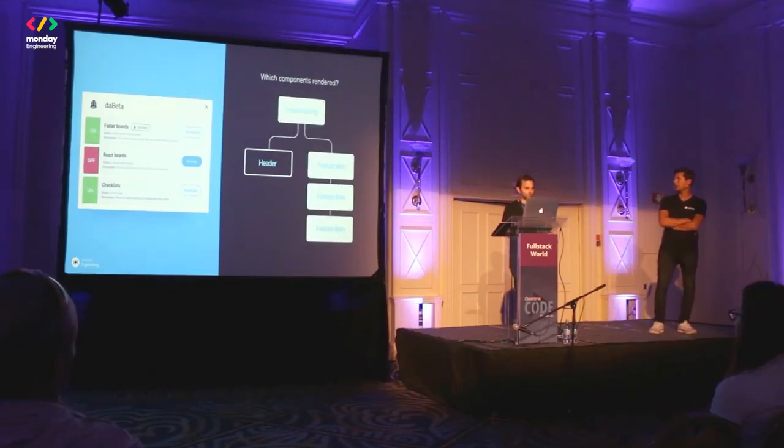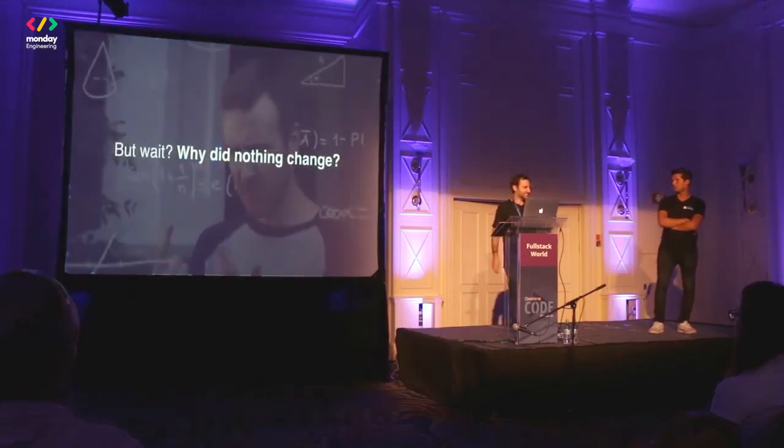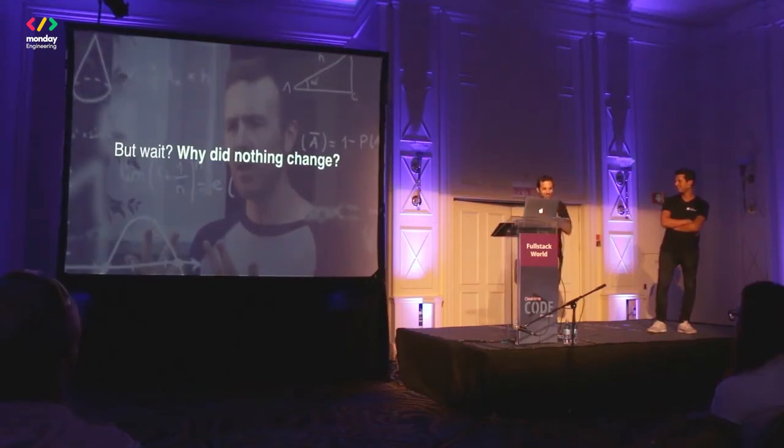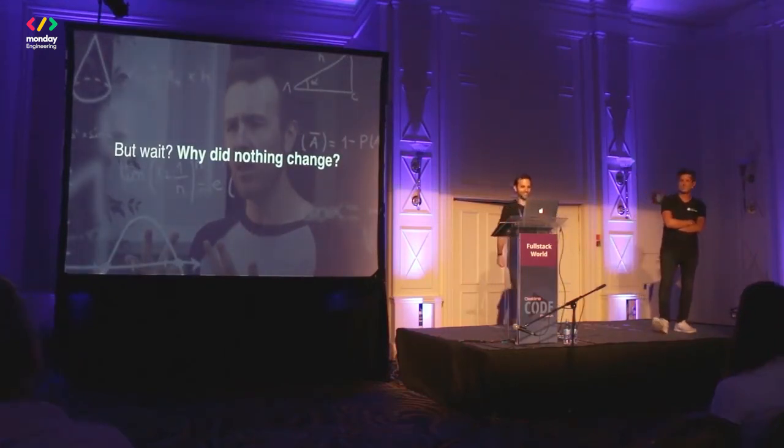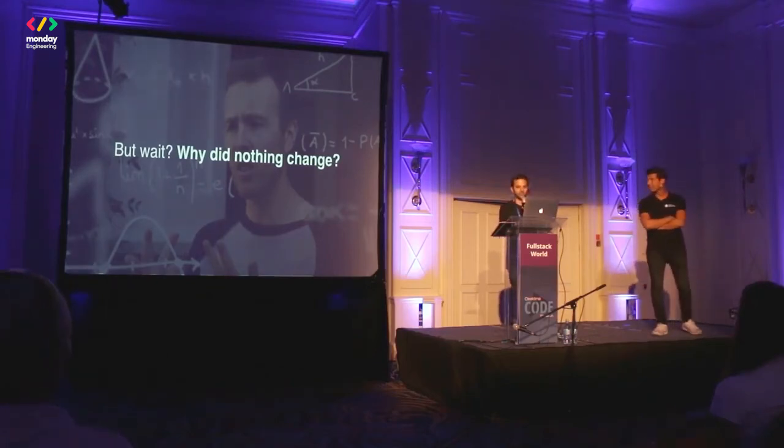Okay, so we see we have a problem here. And so maybe Daniel can fix it. Okay, so we expected only the relevant feature item to be rendered again, right? So why was nothing changed? Why do all the feature items get rendered again and again?